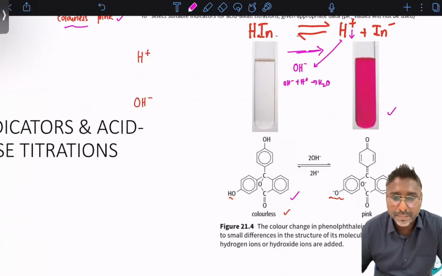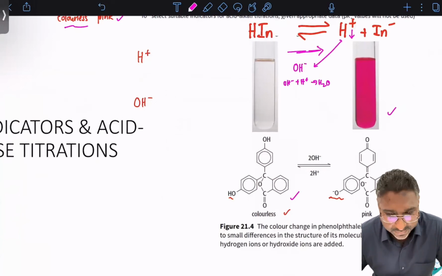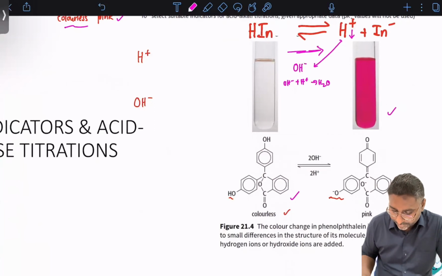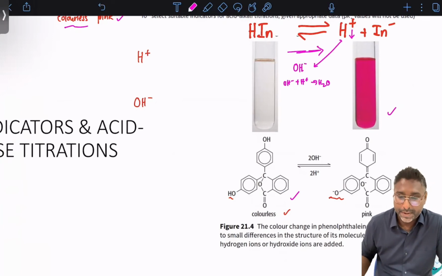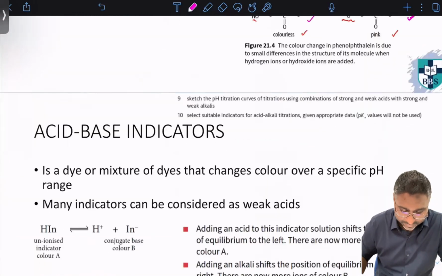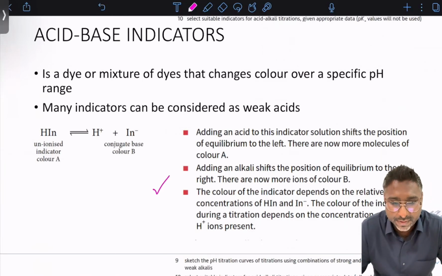They work based on the principle of equilibrium and Le Chatelier's principle. So basically, they will form more of this when there is OH-, and that will give you the pink color. Please read the slide here; I have explained whatever is in it.